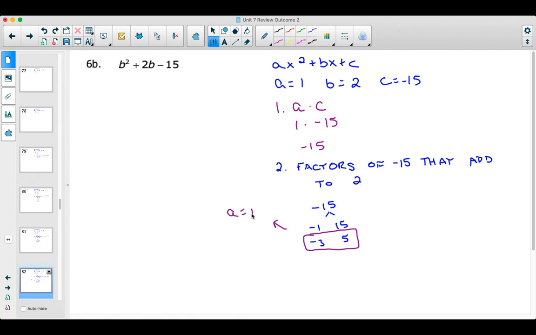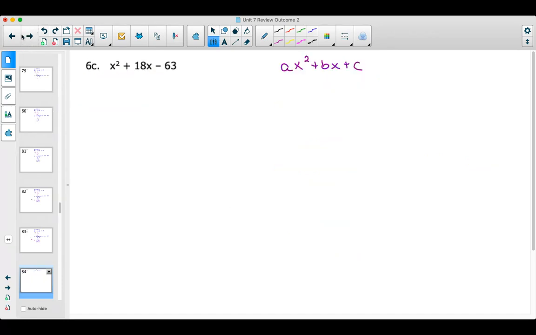All right, example 6c. Again, I'm finding ax squared plus bx plus c. A is 1, b is 18, and c is negative 63, a little bit of a bigger number here. A times c, we're going to multiply 1 times negative 63, which will get us negative 63. Then we're finding the factors of negative 63 that add up to 18, which is b.